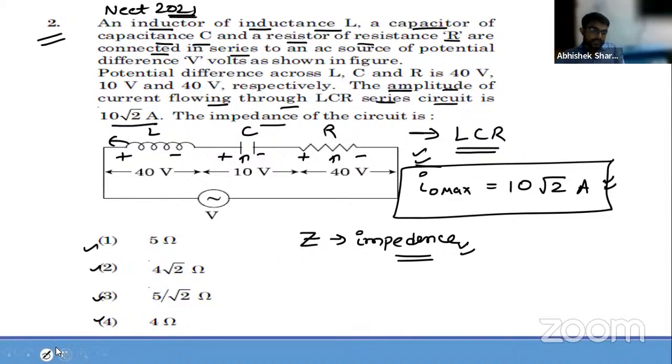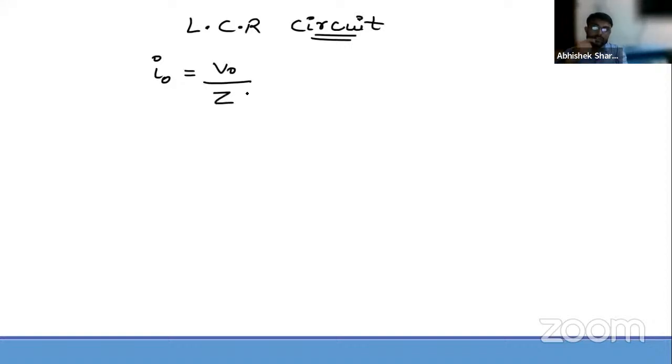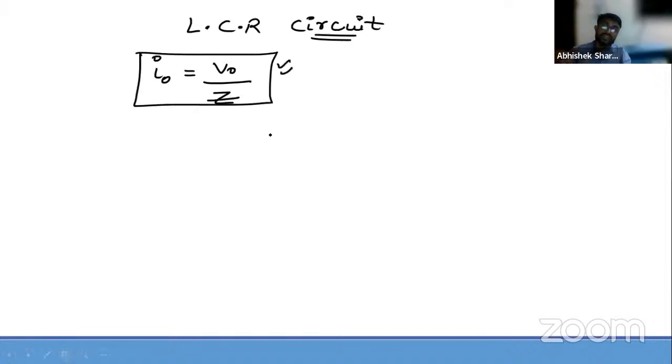So here, if you see, we need to find the impedance. Remember this thing: in the series LCR circuit, the maximum amplitude current is always given by what? Maximum potential difference upon resistance, that is not the case. We know this thing. In the series LCR circuit, there is not just a resistor, there is an inductor, there is a capacitor. So we'll write impedance there. This is the formula. Now, students, it is very easy. We'll just use this formula and find the answer.